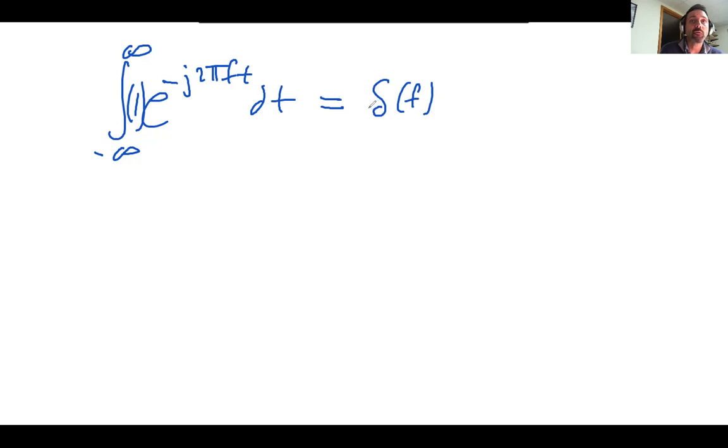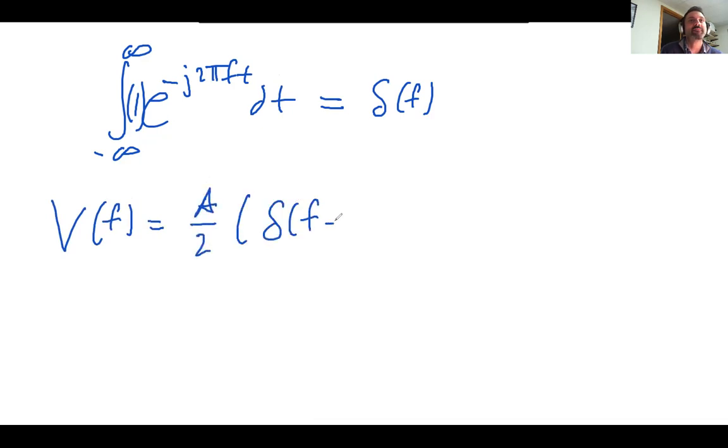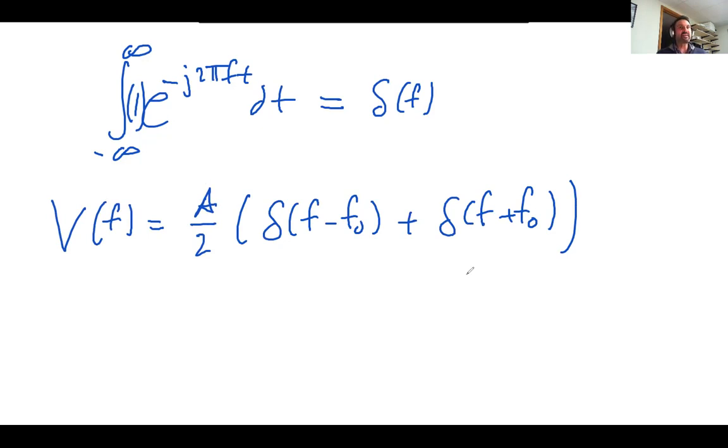So now we almost have the same thing, except that now it's not f, but f minus f naught and f plus f naught. So now my V of f is equal to A over 2 times delta of f minus f naught plus delta of f plus f naught. Very super duper important. So what does this tell me? I now have V of f.